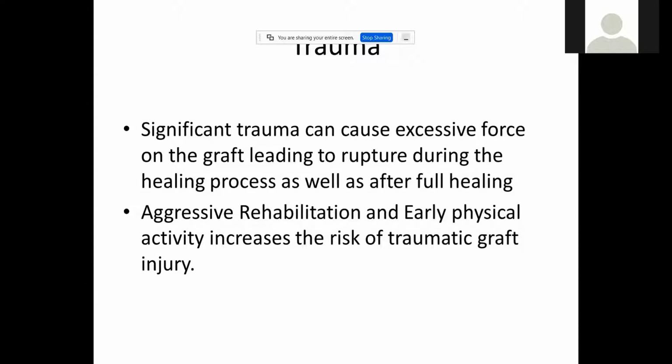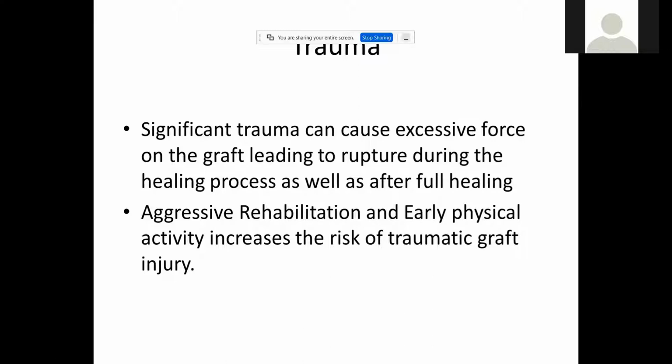Later, there is trauma. Significant trauma can cause excessive force on the graft, leading to rupture during the healing process as well as after full healing. Trauma can happen at any time. Trauma is a significant fracture. Trauma is very common, especially in athletes. They will come to you with re-rupture of grafts. So trauma is very common.